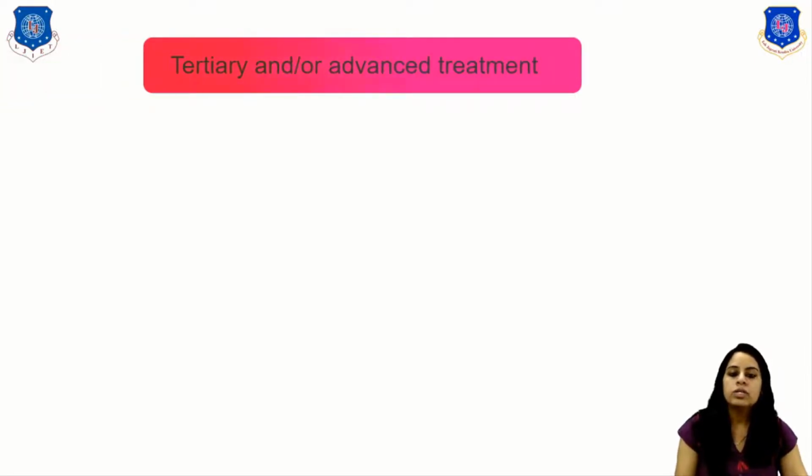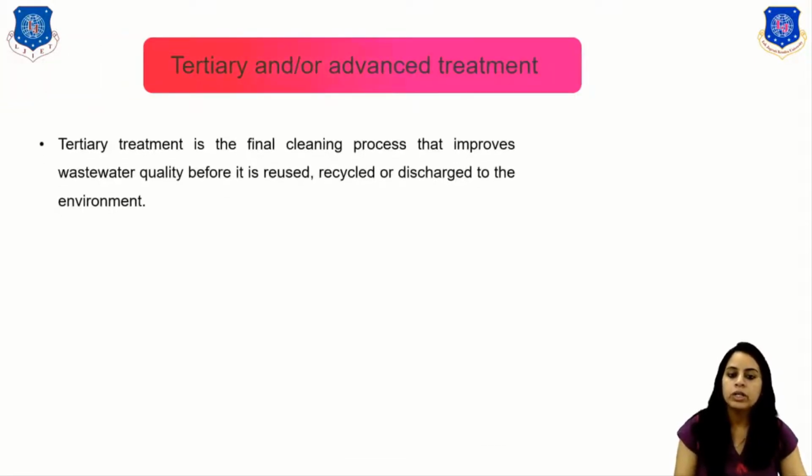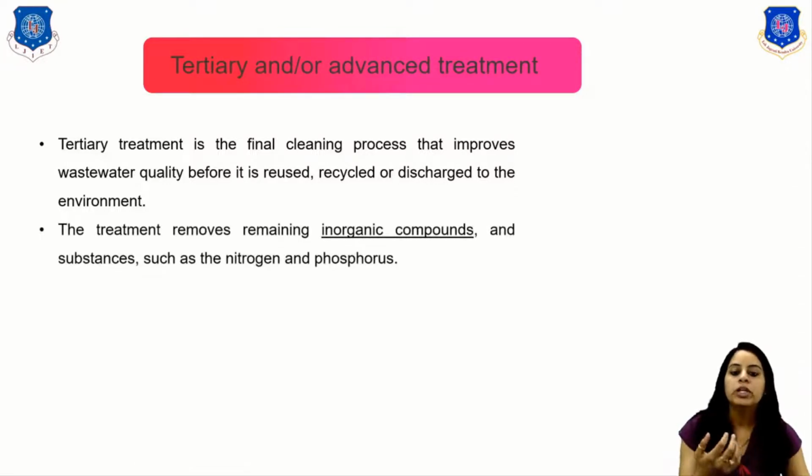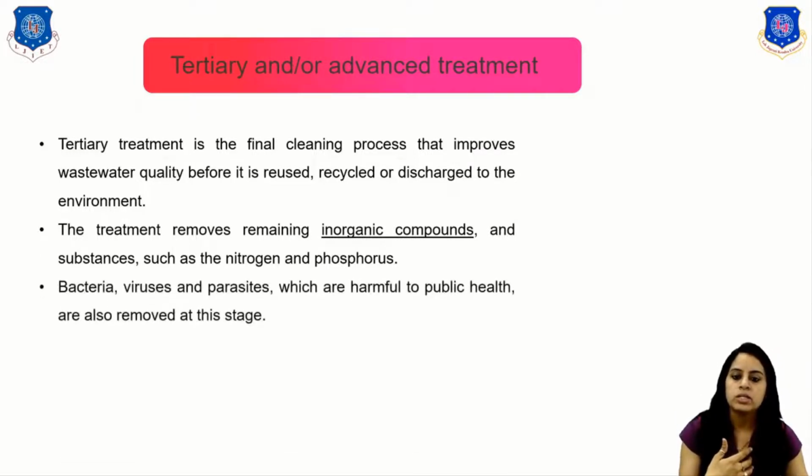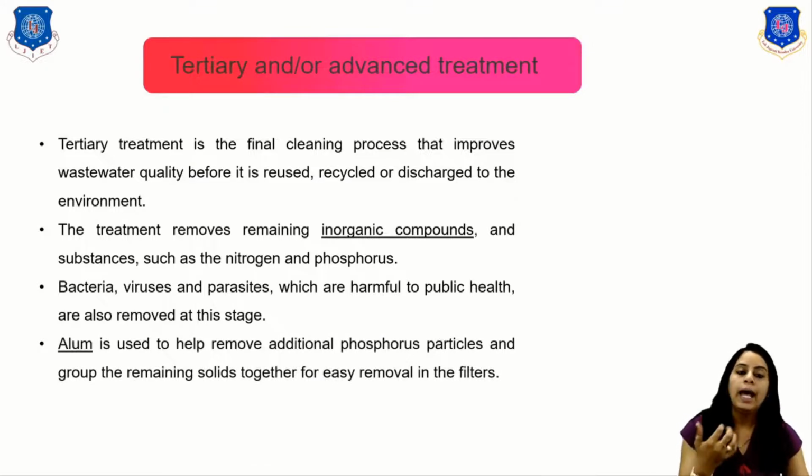Now the next one, the tertiary or advanced treatment of the wastewater. Basically, this is a final cleaning process that improves the wastewater quality before it is reused, recycled or discharged to the environment. The treatment removes the remaining inorganic compounds and substances such as nitrogen and phosphorus, and the bacteria and viruses which can be harmful to public health are also removed in this stage. Alum is used to remove the additional phosphorus particles and group the remaining solids together for easy removal in the filters.